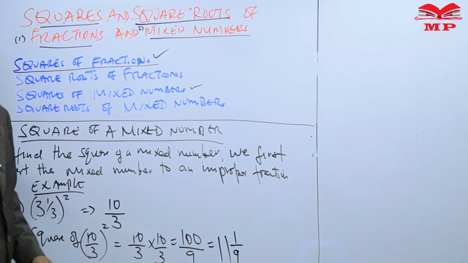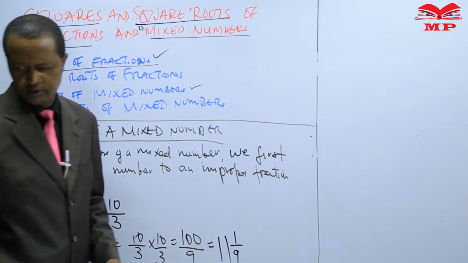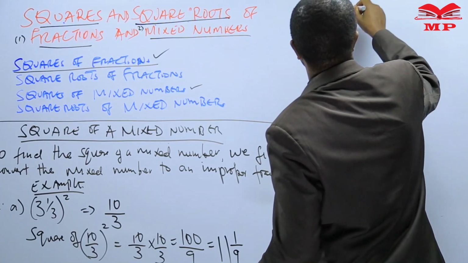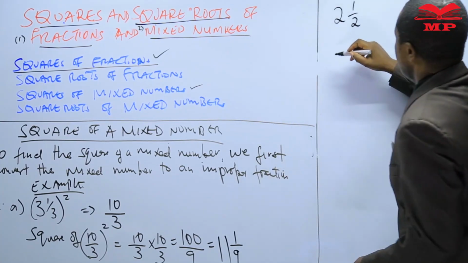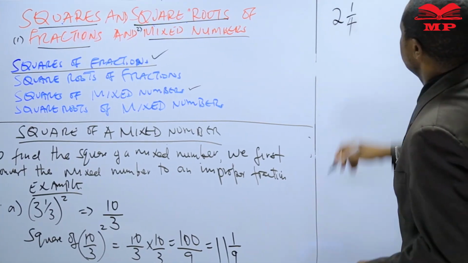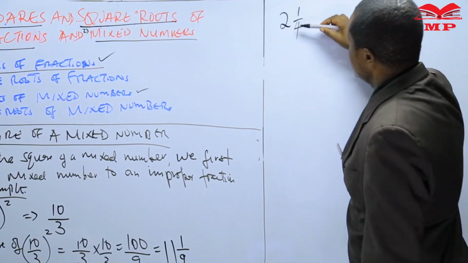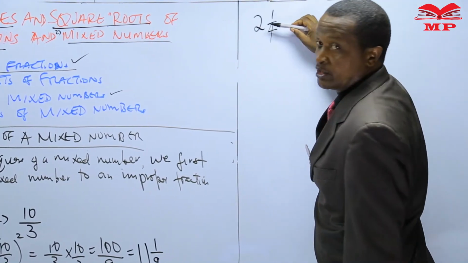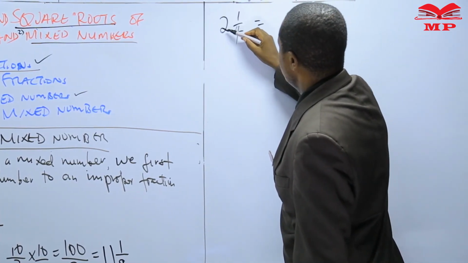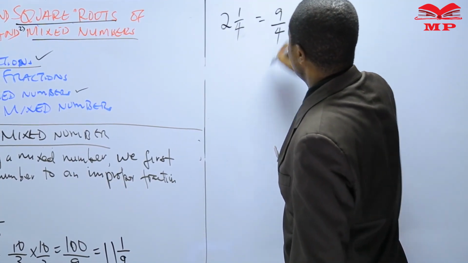Then let's do another example. This is 2 1/4. What is the square of 2 1/4? The square. So first convert this mixed number to an improper fraction. 4 times 2 is 8, plus 1, 9 over 4.